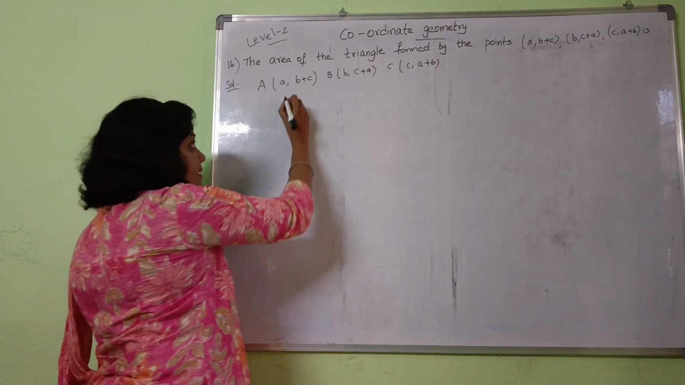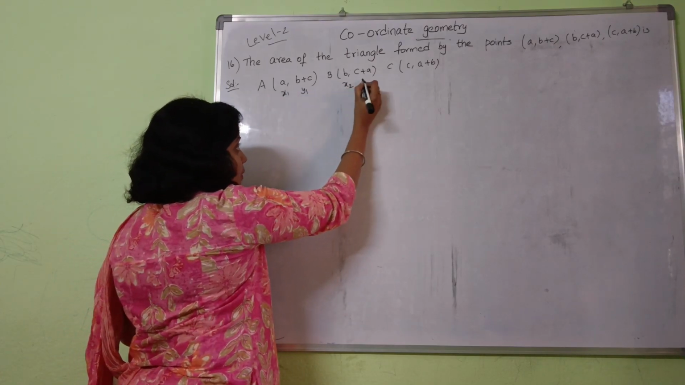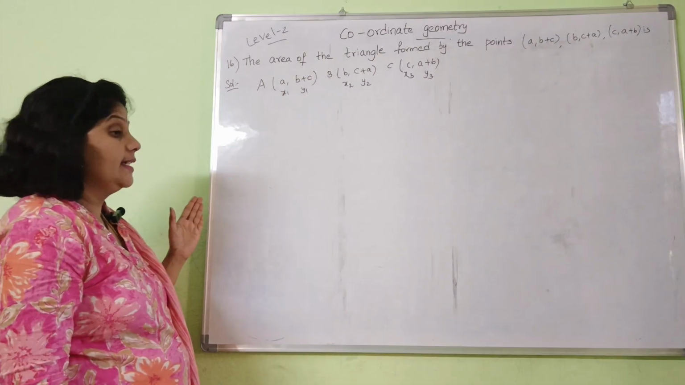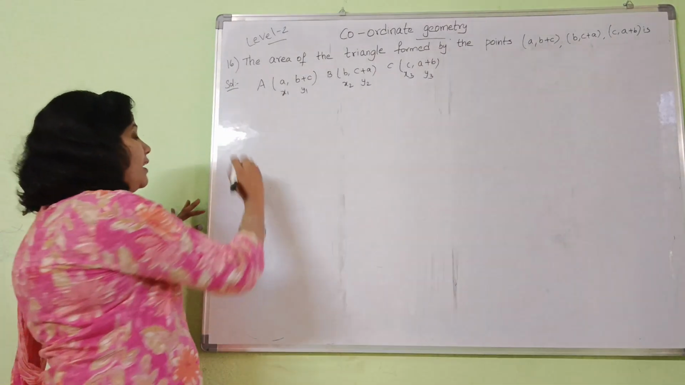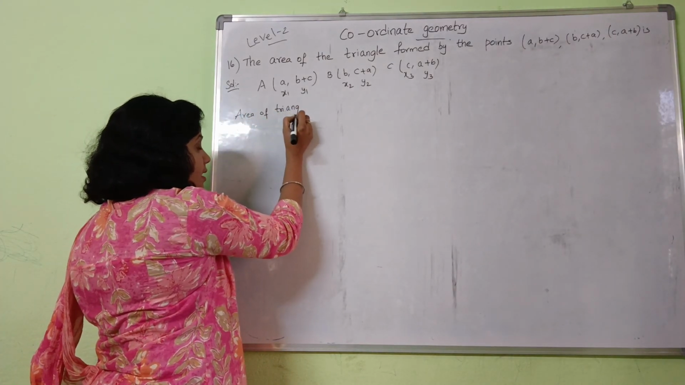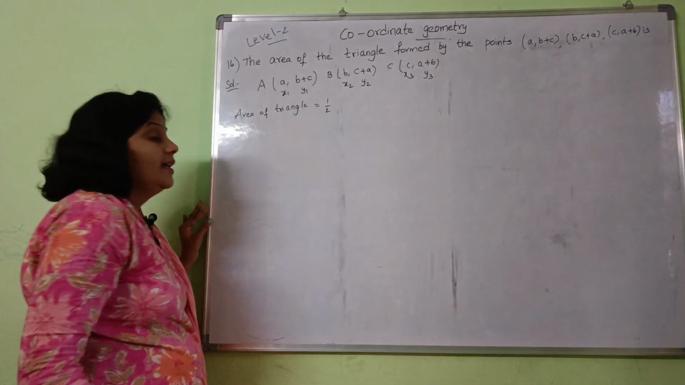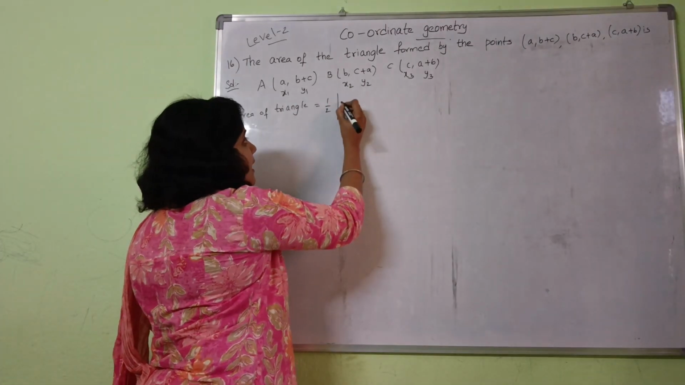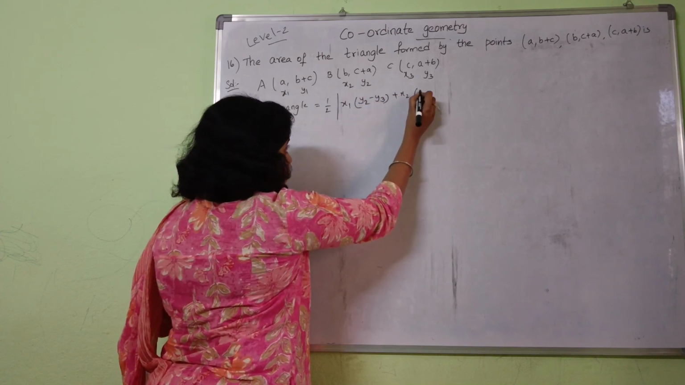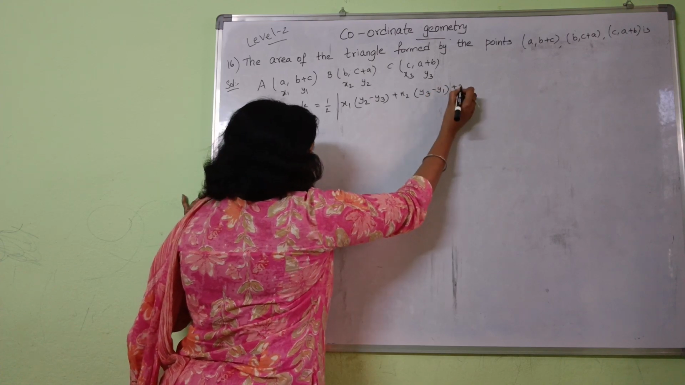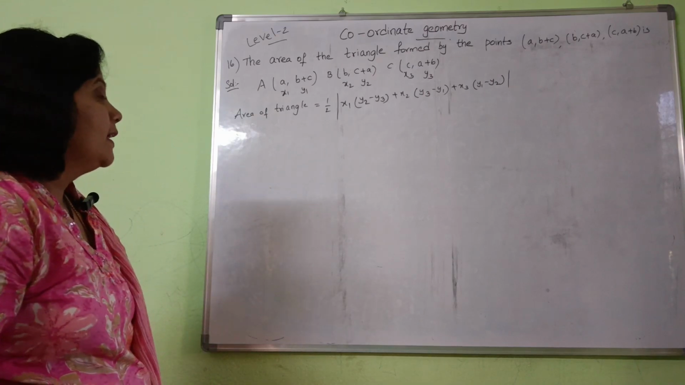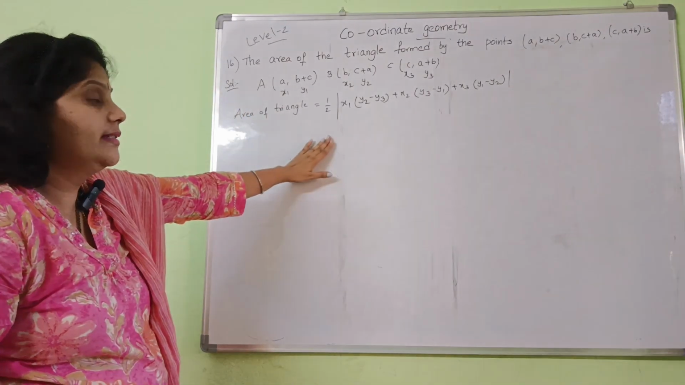So let us assume these points as x1, y1, x2, y2, x3, y3. Okay. So why I am writing like that is, we have already known the area of the triangle. So according to that, I am mentioning there x1, y1, x2, y2 and x3, y3. So what is the formula for area of triangle? It is 1 by 2 mod of x1 into y2 minus y3 plus x2 into y3 minus y1 plus x3 into y1 minus y2. Okay, now we just need to substitute these values in this mod.